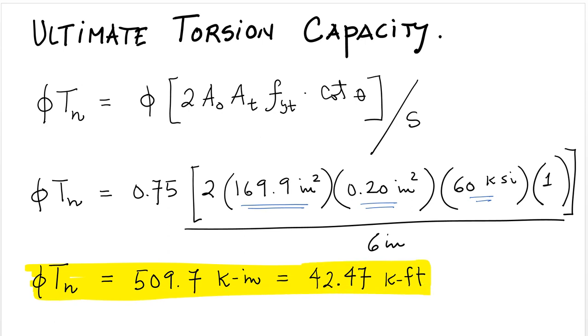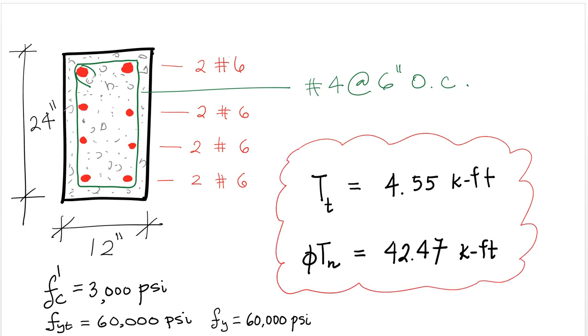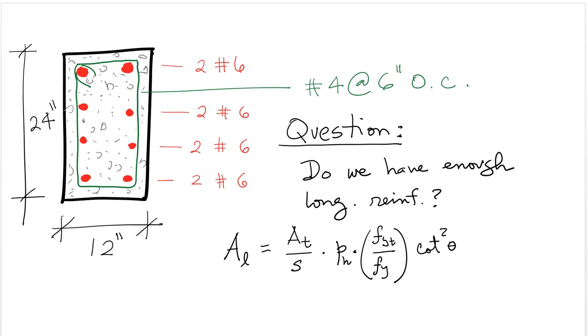Take that to kip feet, dividing by 12, we get 42.47 kip feet. So in summary, a cross section shown here has a threshold torsion of 4.55 kip feet and an ultimate torsion capacity of 42.47. There is only one question left, which is, do we have enough longitudinal reinforcement to develop the full torsion capacity?